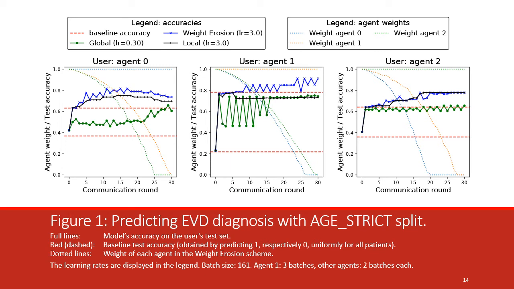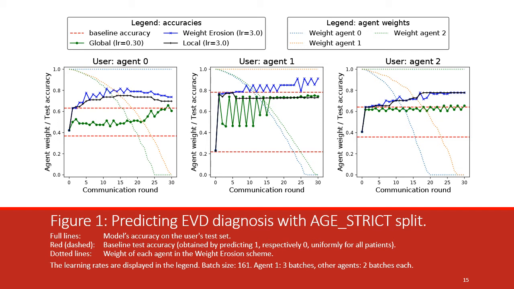Shown in figure 1 here is the accuracy on the requesting user's test set, for the case where the patients are strictly separated into age groups. We compared the model trained with weight erosion, shown in blue, to a model trained exclusively on the requesting user's training set, shown in black, as well as to another model trained with federated averaging. This one's in green. Shown in red dashed lines is the baseline accuracy obtained with a stupid model that predicts the same value for all patients. Finally, the dotted lines represent the weight of each agent as it evolves over time. The first thing we noticed was that federated averaging performs very poorly in this setting where each agent has a fairly unique data set.